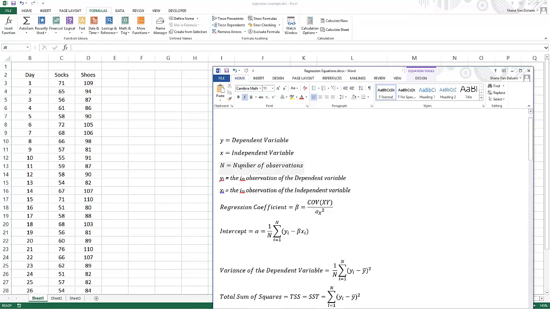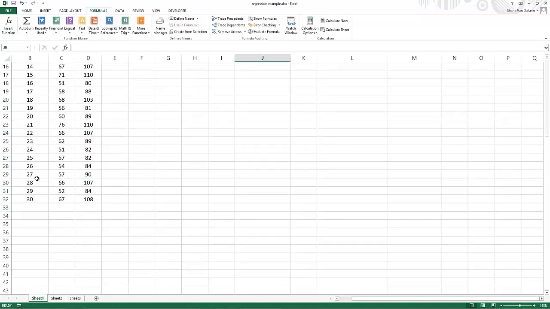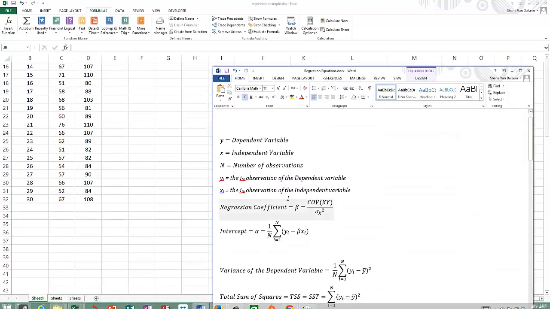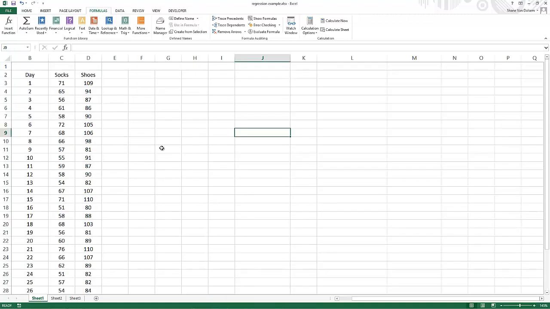N is the number of observations. In our case, we have a month or 30 days' worth of observations. You'll see Yi and Xi a lot. Yi is equal to the ith observation of the dependent variable. So if I is equal to 7, Yi would be equal to 68, and Xi would be equal to 106.